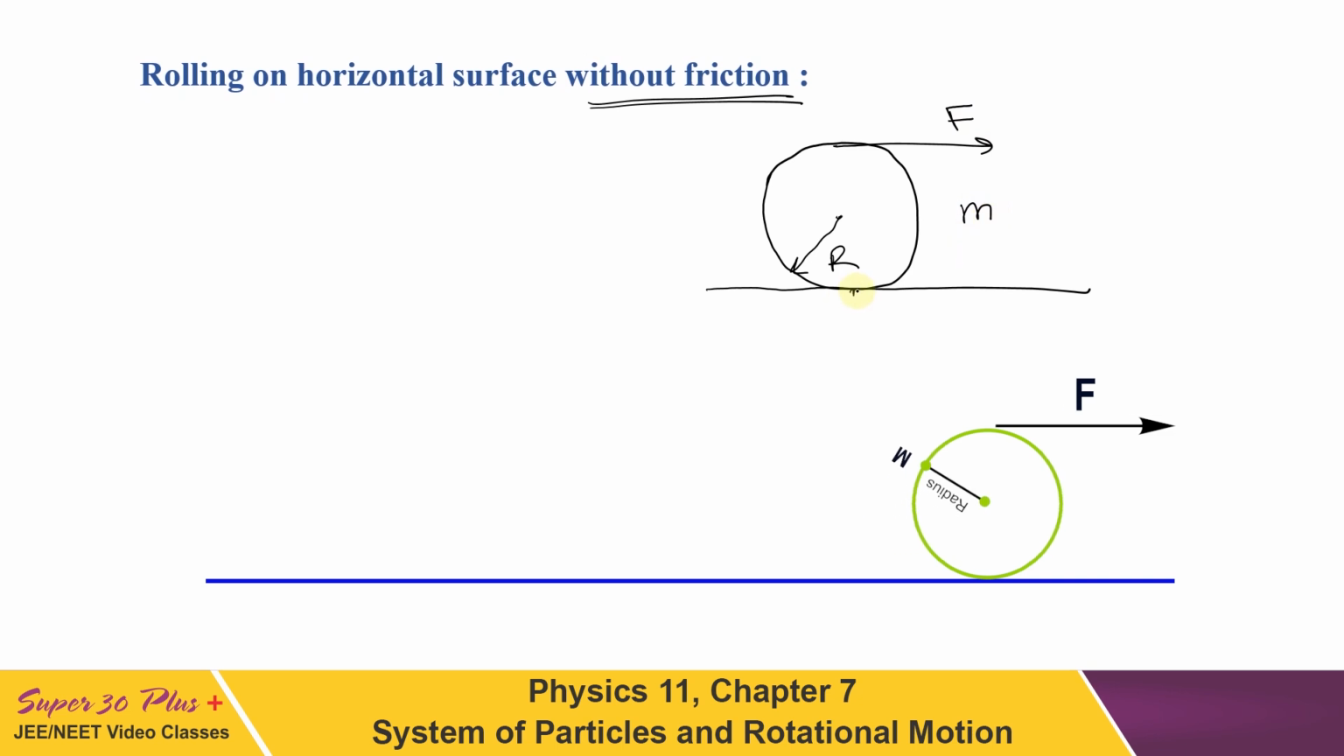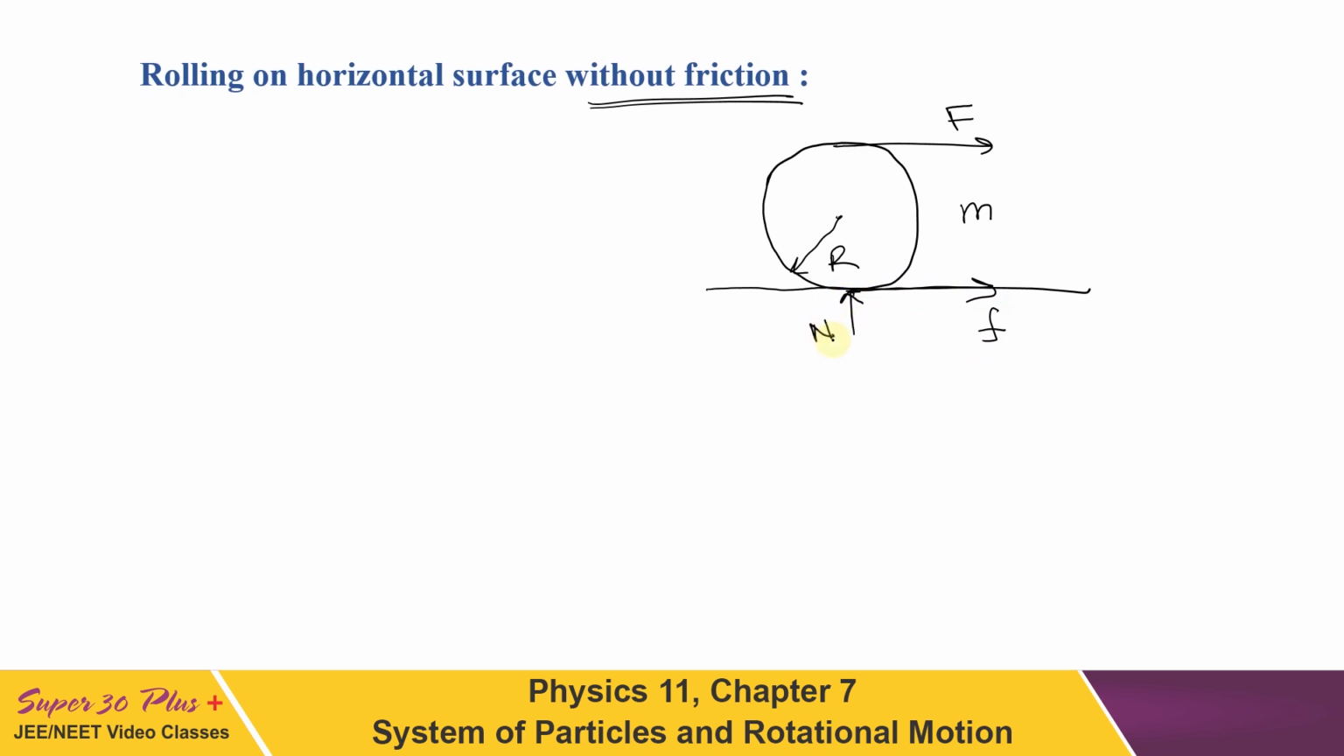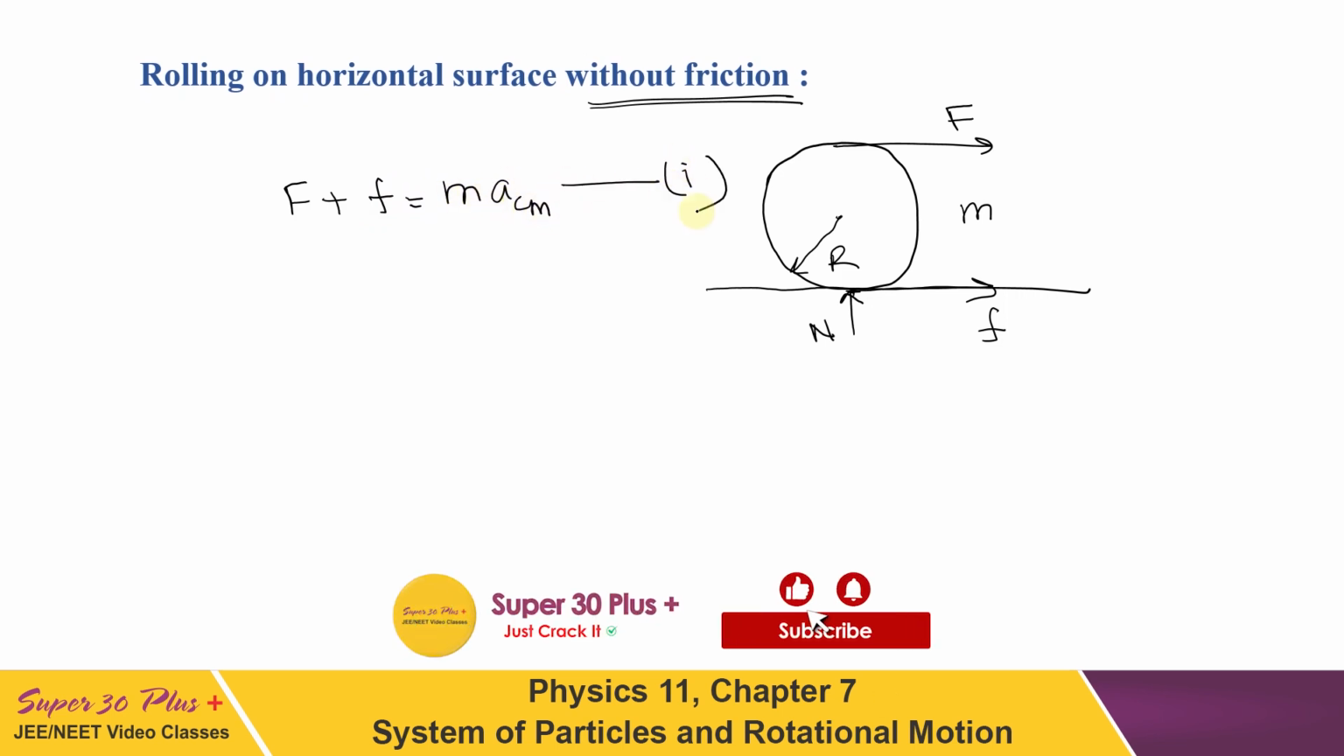Of course, it has to be at the point where the ring is in contact with the surface. Now, as friction has to be static because this is pure rolling, it can be assumed in the forward direction. So this is the direction of friction. One normal has to be applied here from the surface. Now if I write the equation for translation, that will be F plus f equal to mass into acceleration of center of mass. This is our equation number 1.